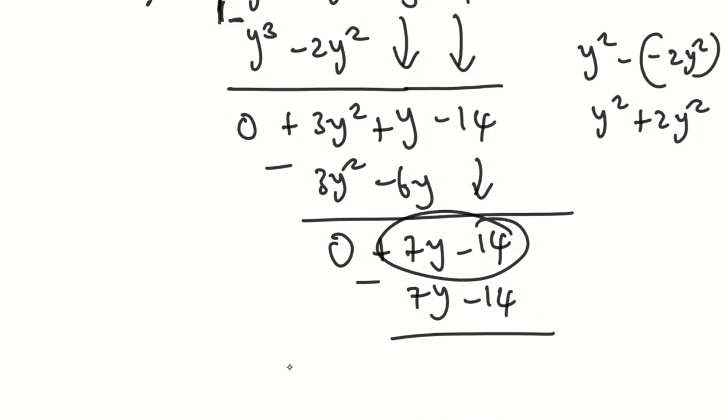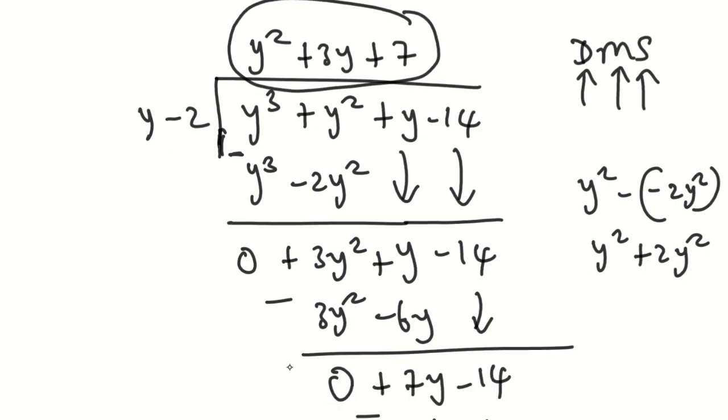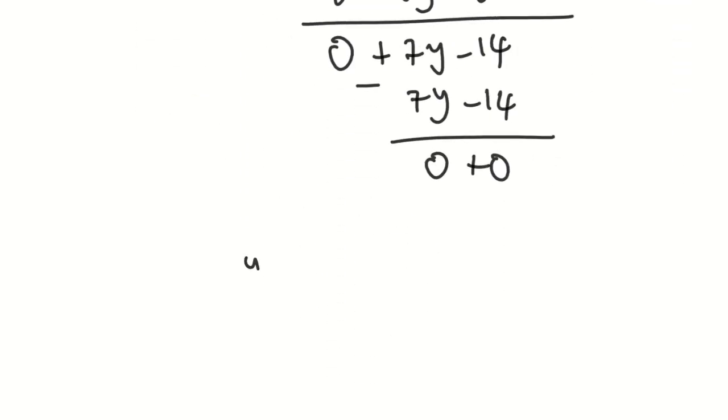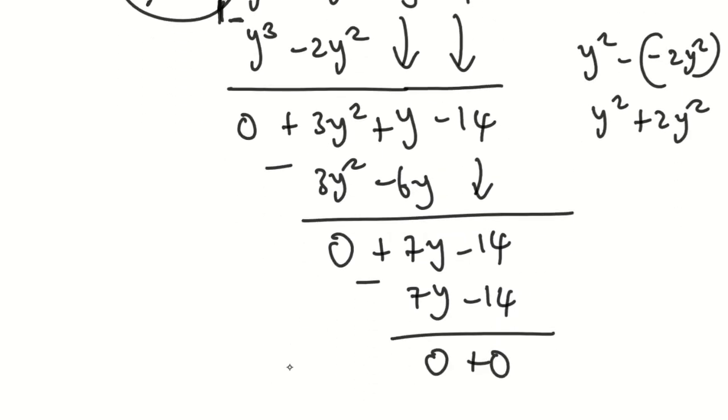So we'll bring it down here and then we subtract. So they are the same. 7y minus 14, 7y minus 14. If you subtract, you get 0. Okay. So it means that this is a factor because we have 0 in the end. So y squared plus 3y plus 7. And the other factor that we got before is what? y minus 2.